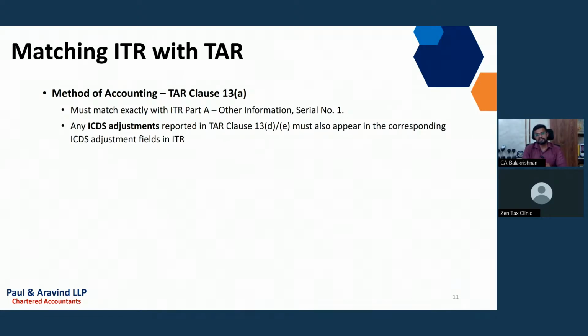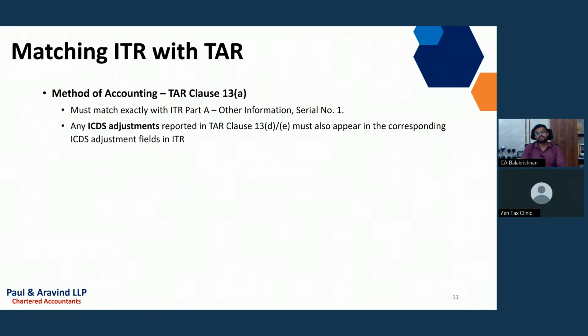And ICDS adjustments. ICDS means Income Computation and Disclosure Standards. In total, there are 10 ICDS provided by the income tax department. And if any adjustments have been reported, say for example, in case of borrowing costs, any adjustments have been made, then that adjustment amount must be reported in ITR also.